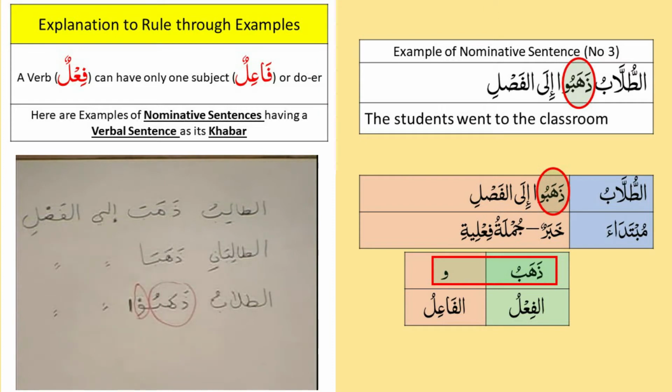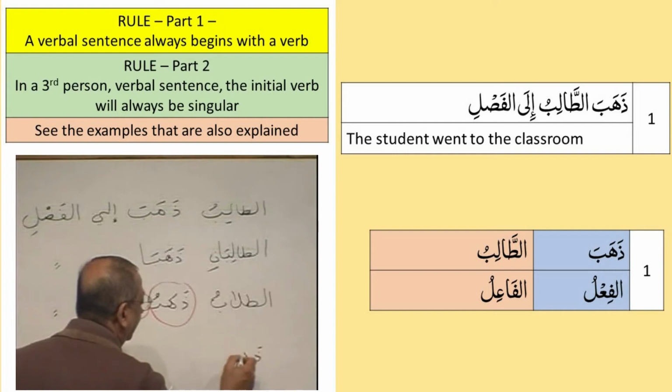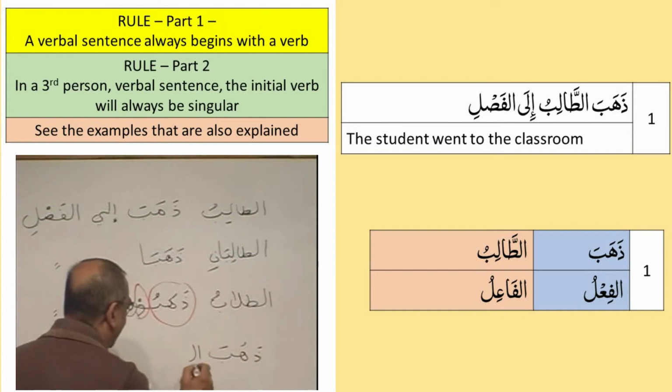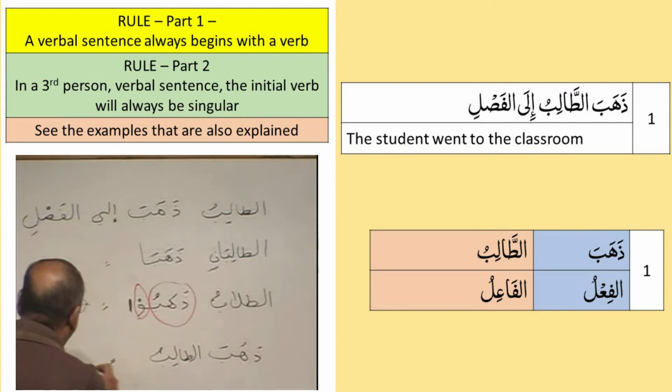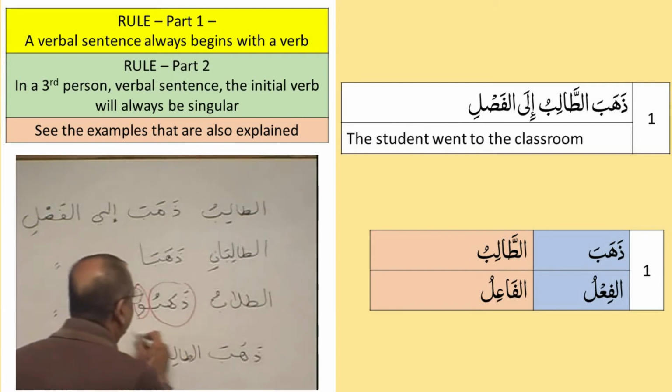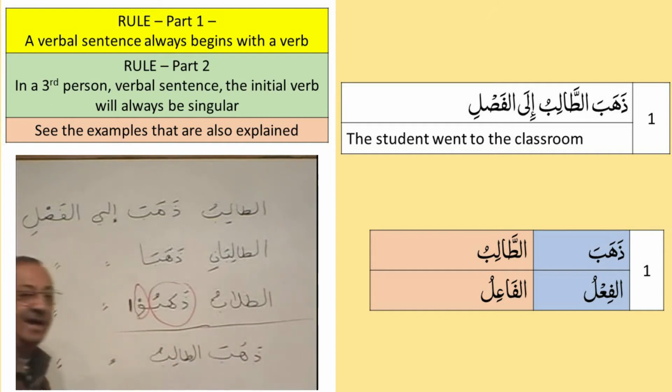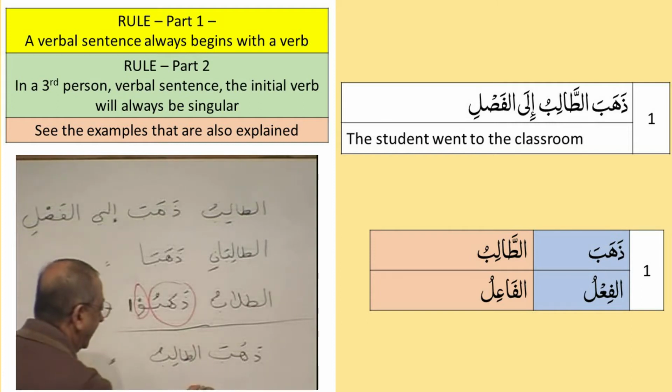So I say to you, zahaba talibu ilal fasli. What kind of a sentence is this now? What kind of a sentence was this? Jumla ismiya. Now we start straight away with jumla fi'liya. Where is the verb? Where is the fa'il? Talibu.